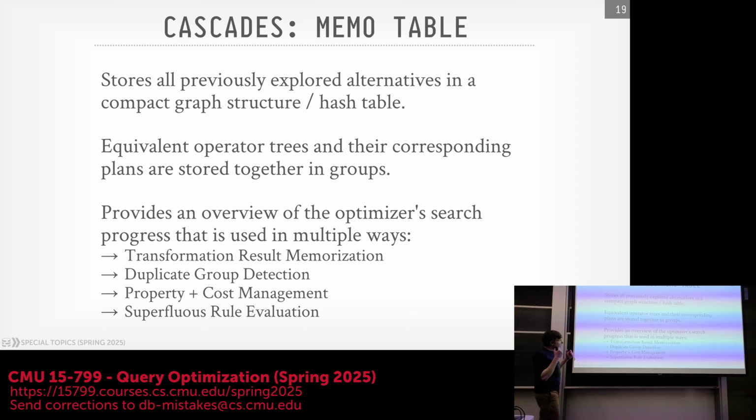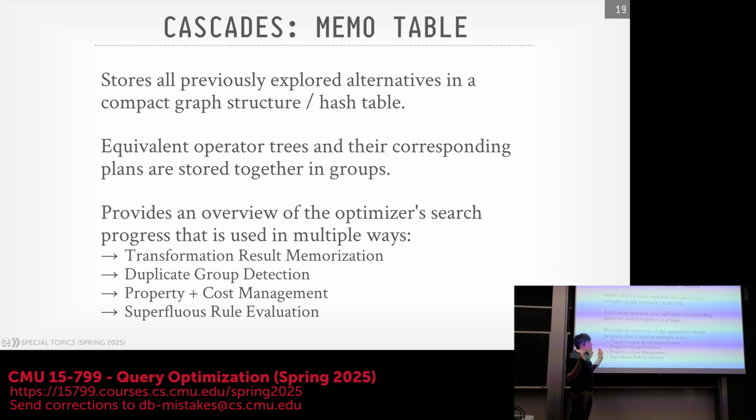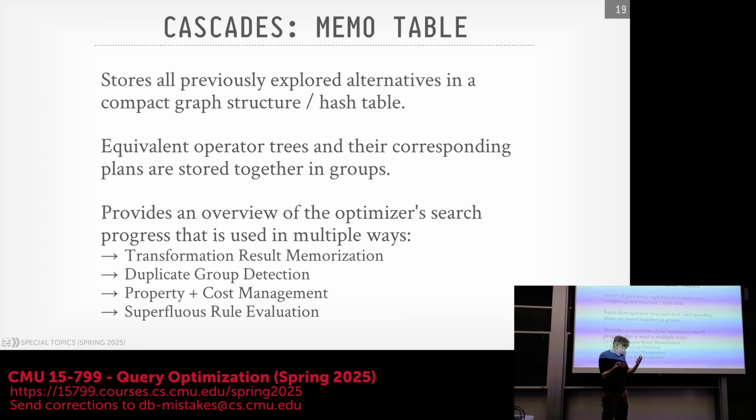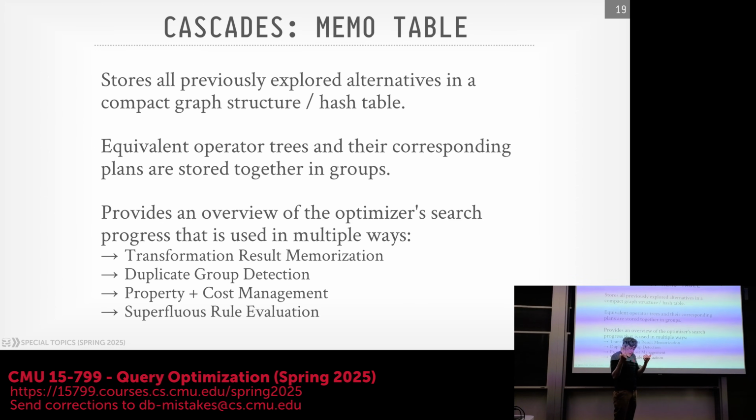So again, it's a global view of what the optimizer's progress is as it's optimizing a query. So we keep track of all the transformations we've done from logical to physical, and so we don't repeatedly do the same thing over again. Likewise, if we're generating a new group from some task that expands the expression, and that group's output already exists in our memo table, then we know we don't need to explore it further.